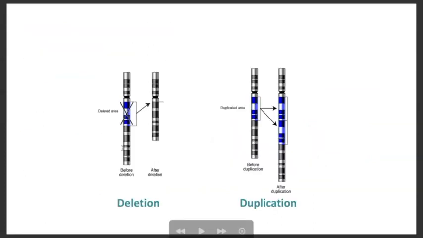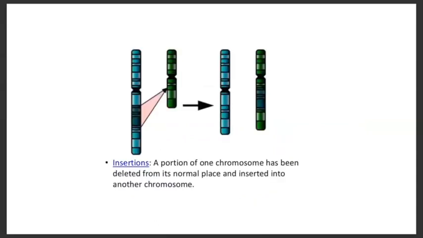For deletion again, it only refers to a specific portion of a chromosome, not the entire chromosome, because if we have a loss of an entire chromosome, that is aneuploidy. But in structural aberrations, you have only a portion of the chromosome that is affected. For duplication, for example, in Charcot-Marie-Tooth disease in chromosome number 17, you have a duplicated area of a certain chromosome that will result in those structural abnormalities.